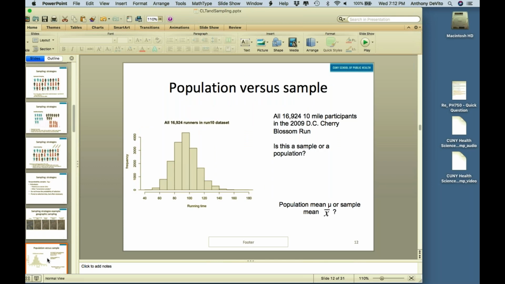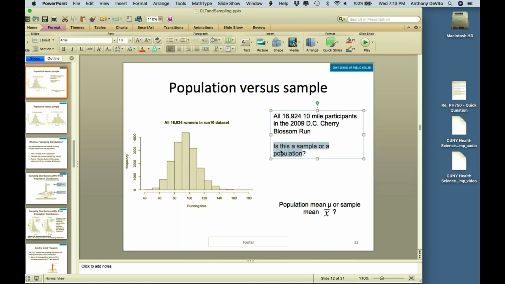Okay, population versus sample. And this is really just what we just did. Let's see. This is the results of almost 17,000 people in a 10-mile race in Washington, D.C. Cherry Blossom Run. We just missed the Cherry Blossom Festival this spring. Yeah, here in New York at Brooklyn Botanical Gardens. Is this a sample or a population? What would you call that? Population. That's a population. You guys agree? Yeah, good.